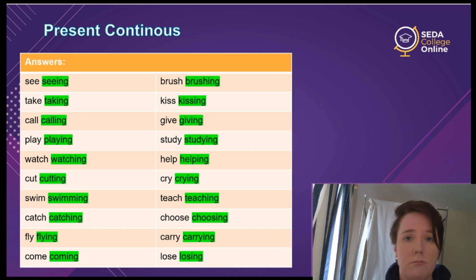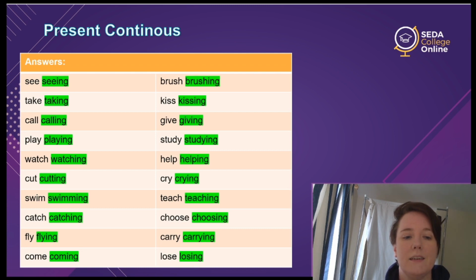Cut. There's a T at the end, okay? So, and there's also a vowel before the T. Consonant, vowel, T. Cutting. Double the T, ing. Swim, there's a consonant and there's a vowel before the consonant. Swimming, double M, ing. Catch, ing. Fly, Y, leave the Y, ing.